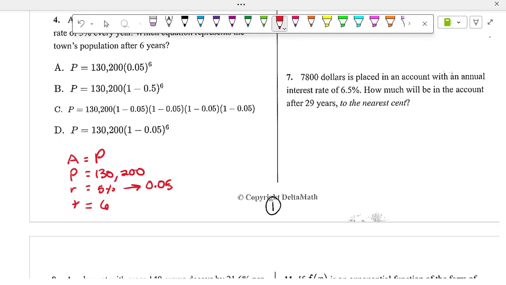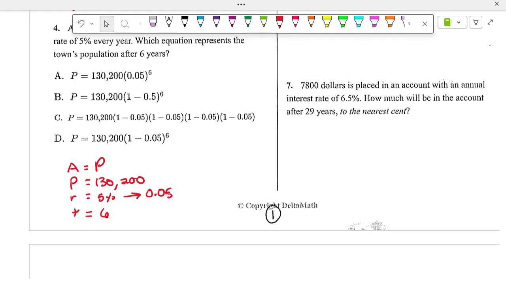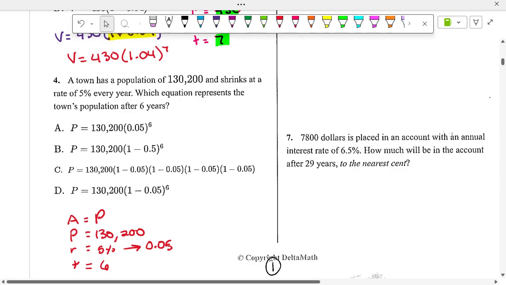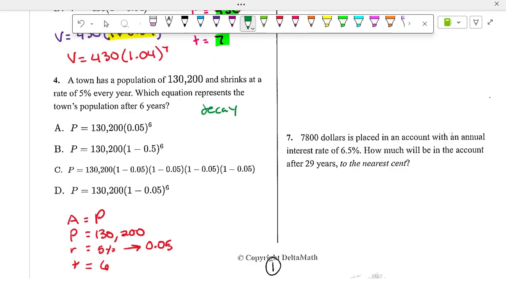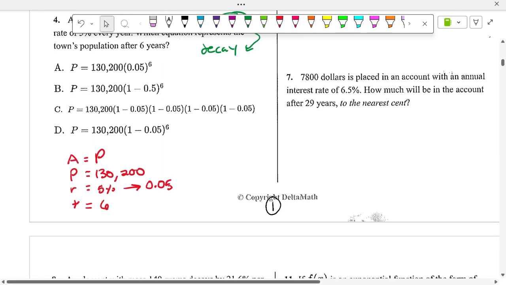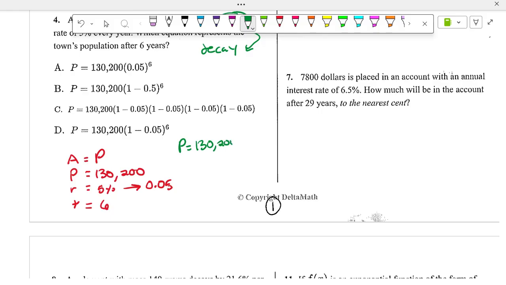6 years. Now, is this going to be a growth or decay problem? It's a decay. What word clues you into that? Shrinks. It's getting smaller. So we're using the formula with the minus in it. So it should look like P is equal to that big number that I don't feel like saying. All right. Now, that means your answer is D because they didn't simplify it, but it is the correct answer.